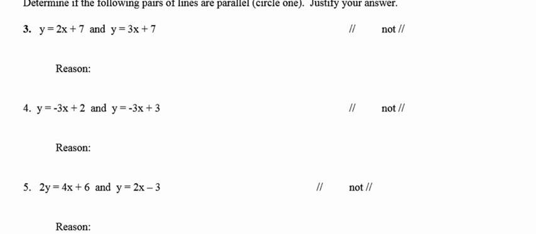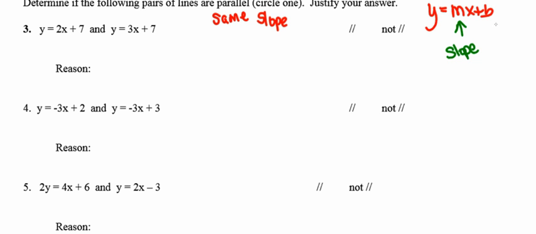Up at the top of the next page, they're asking us to determine whether or not the following pairs of lines are parallel, and then justify your answer. So what they're really asking us to do is find out if they have the same slope. So I'm going to compare slopes of each of these lines. And in order to do that, remember when a line is written in the form y equals mx plus b, the number that you see in front of x, the m, represents the slope. The number that you see at the end, the b, represents the y-intercept.